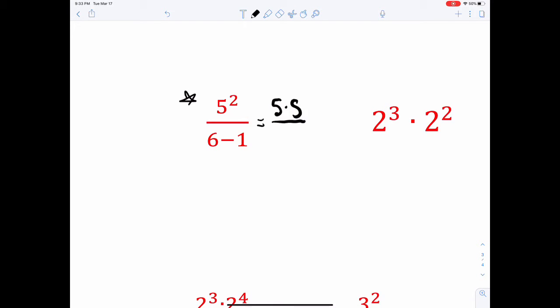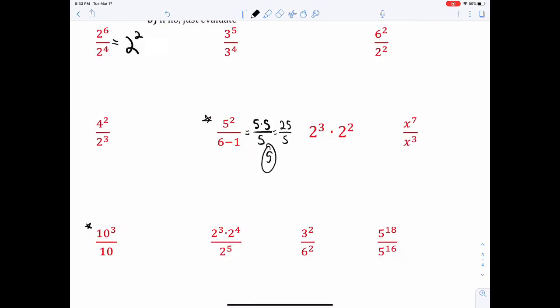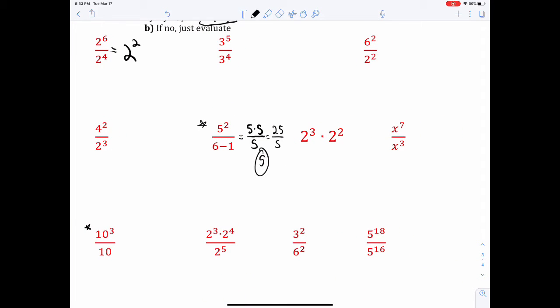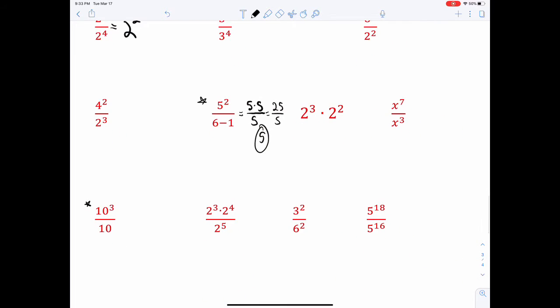Divided by 6 minus 1, which is 5. Hey, you might be able to notice you can cancel stuff out. If not, you should get 25 over 5, and 25 over 5 is simply 5. Cool. All right, last one here.